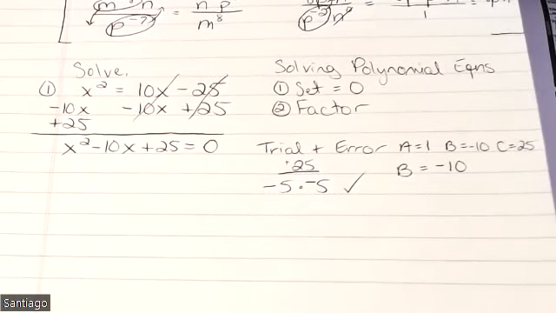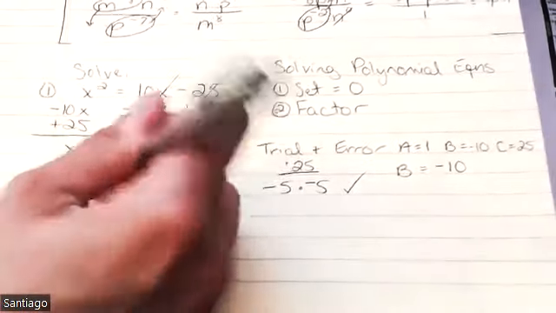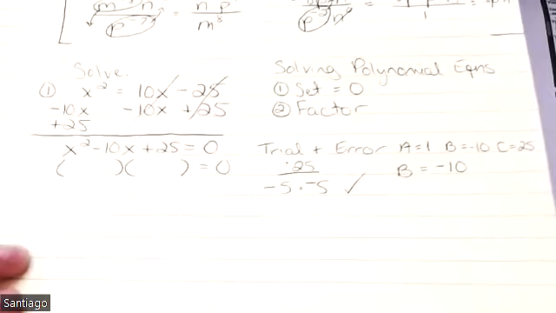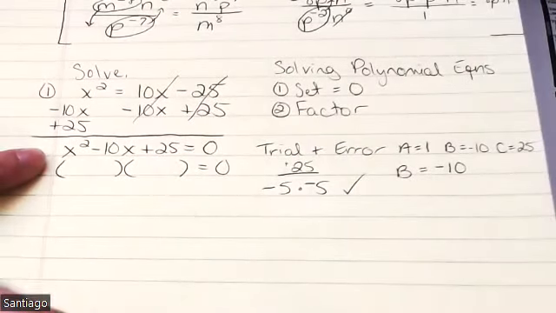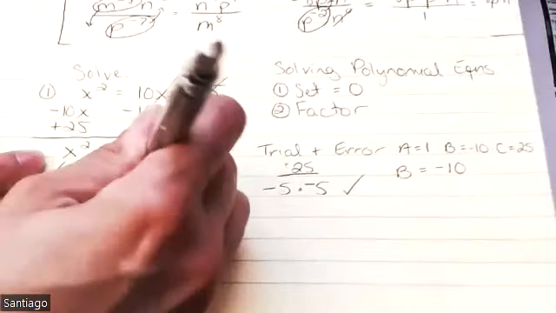Because we're using trial and error and not AC grouping, we can actually go right into the factored form. Notice we're going to break x squared down into x and x.